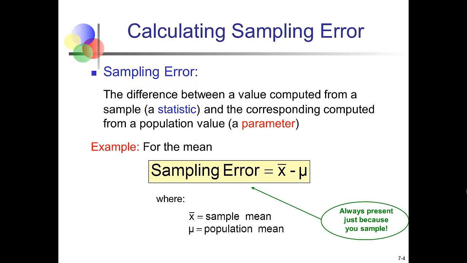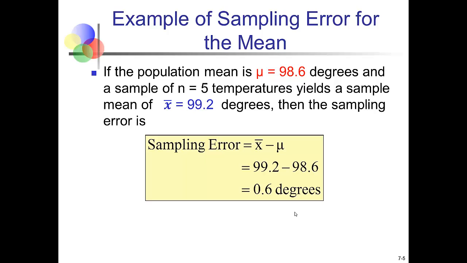So what is sampling error? Well, it's really just the difference between the statistic that we're calculating and the associated parameter we're interested in. So if we're interested in studying the mean, our sampling error for the mean would be the sample mean, x bar, minus the population mean of mu. We always have sampling error because this x bar is calculated from a sample of the data, not the entire population.